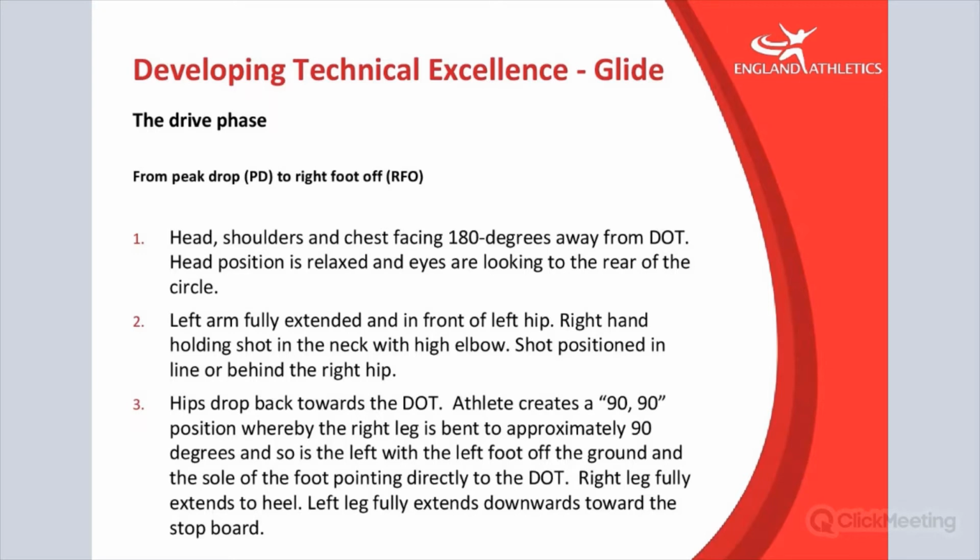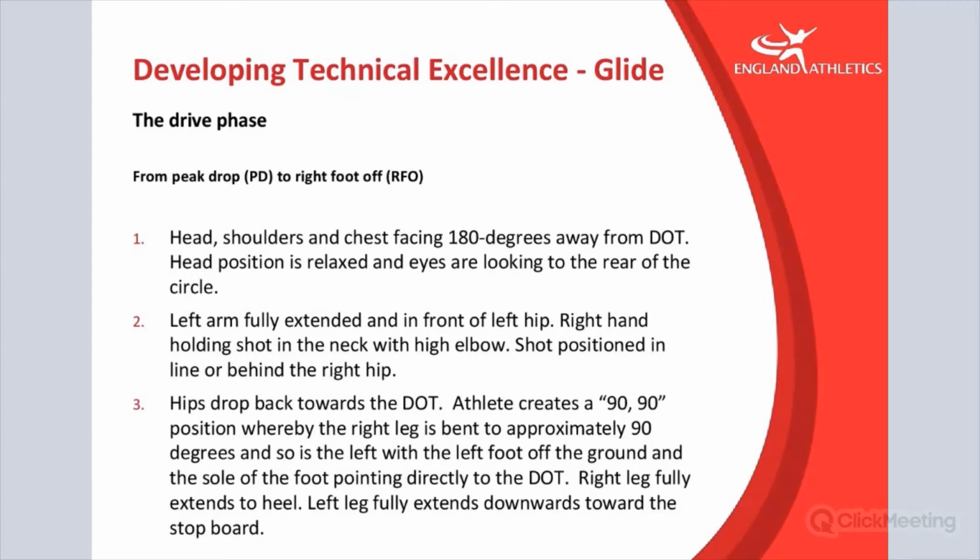So the first one is head, shoulders, and chest. That's pretty much similar to the first video we showed, where head, shoulders, and chest are facing 180 degrees away from the direction of the throw, head relaxed, eyes looking to the rear. Same with the left arm. But probably the thing to highlight here, when we're looking at arms and hands, is that the shot is positioned in line or behind the right hip. So if you think about the shot rotating around the body at some point and then going to the front of the circle, the shot is positioned behind or in line with the right hip.